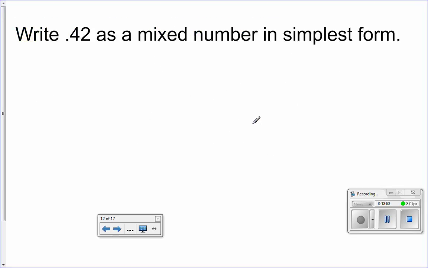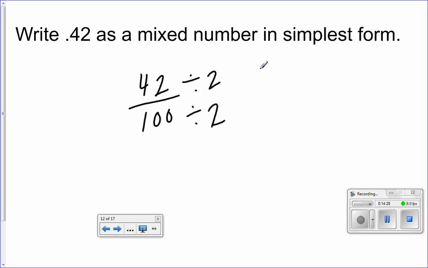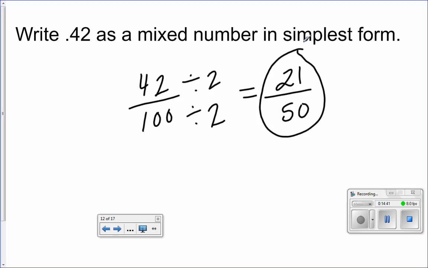So let's look at this one. We want to write 0.42 as a mixed number or a fraction in simplest form. We know it's not going to be a mixed number, it's just going to be a fraction because we don't have a whole number in the front. So 42 hundredths, and write it how I read it. Then I ask myself, what can I divide the top and bottom by? Well, I can divide it by 2. Use your calculator. 42 divided by 2 is 21. 100 divided by 2 is 50. So 0.42 as a fraction is 21 over 50.